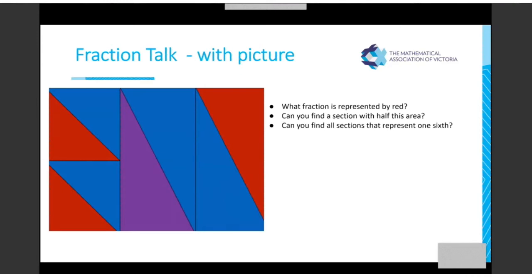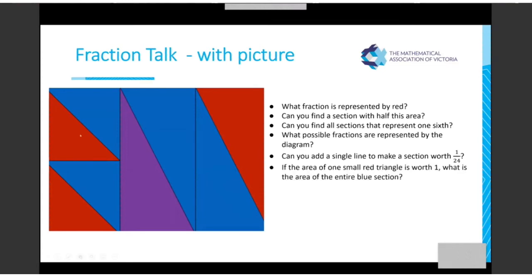And you could use different combinations of colours there. Or what possible fractions are represented by the diagram? So you could get them to list, and they could be quite endless, really. Or can you add a single line to make one section worth 1/24? So they're just some sample questions. Again, we can go with the one that if the area of one small red triangle this time was worth 1, what would be the entire section of the blue?